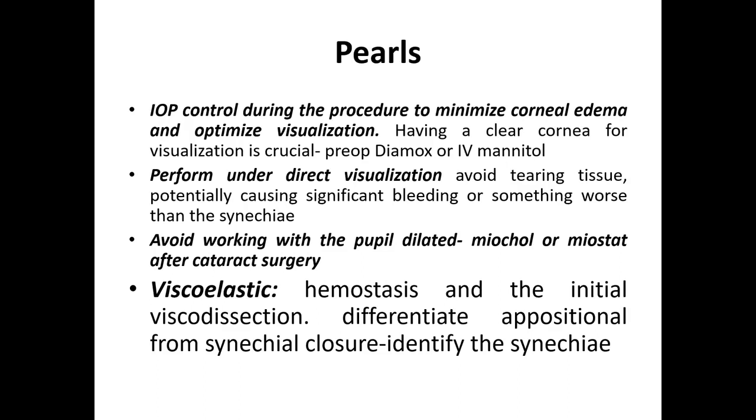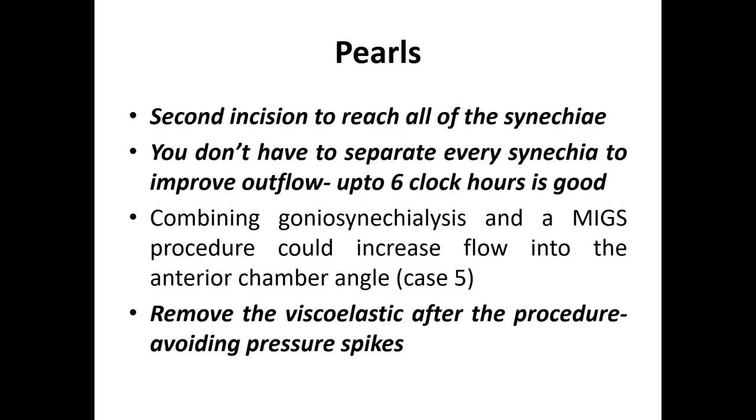Again, viscoelastic, I mentioned this point. It can differentiate between an appositional angle and a synechial angle closure. When you inject the viscoelastic, for appositional it will open up, but with synechial it won't open. That will give you an idea of how you have to actually do the GSL. I think that was one of the things not highlighted in the EAGLE study, that maybe a lot of them were appositional and they did really well with cataract surgery. But if you have significant synechial closure, cataract surgery will benefit them, but not to that level.